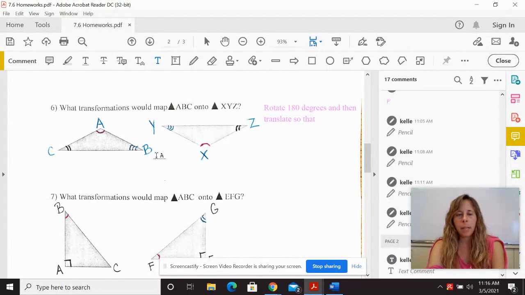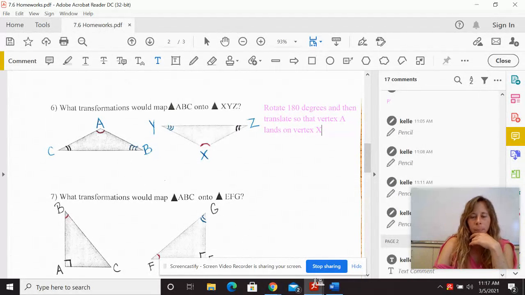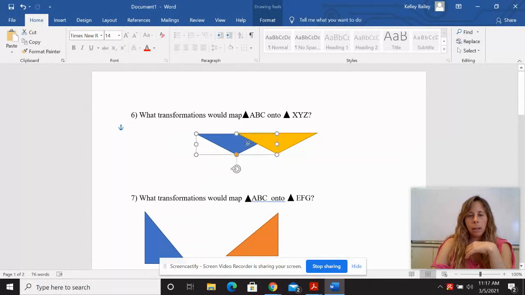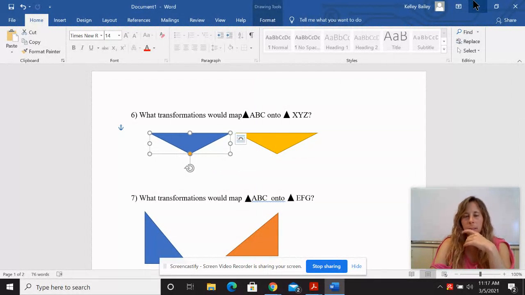So I'm going to say vertex A, will be fancy, lands on vertex X. Oh, X. Okay. Go back here. So we rotate 180 degrees, and then I translate so that this is point A, this is point X, so that point A lands on point X. All right, so that's number 6.